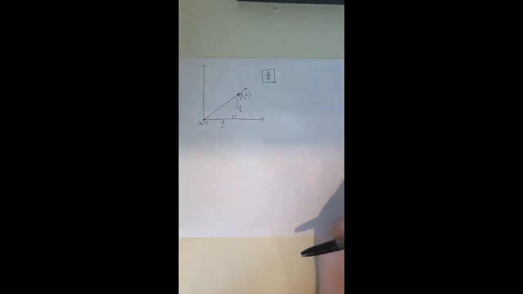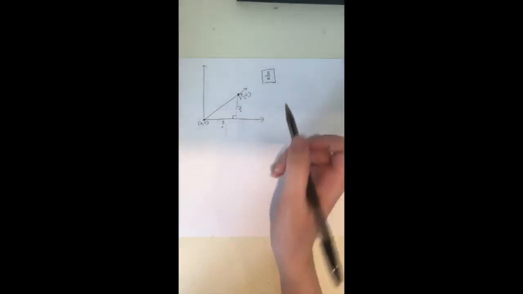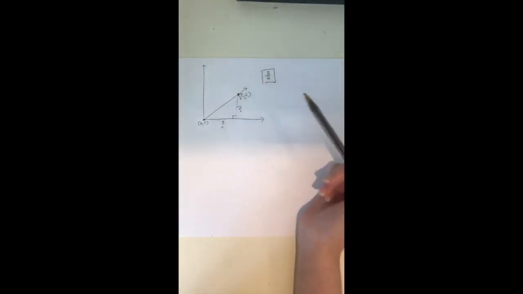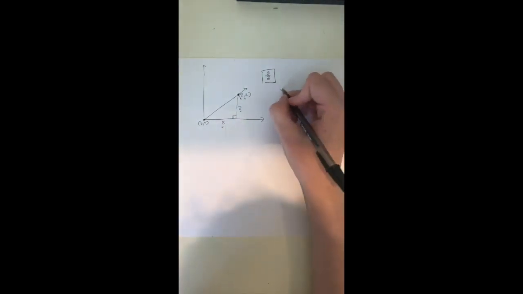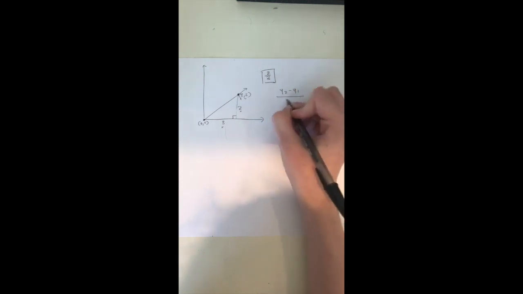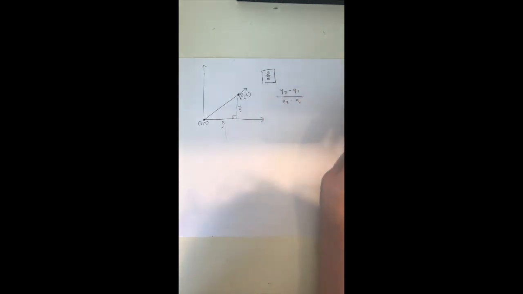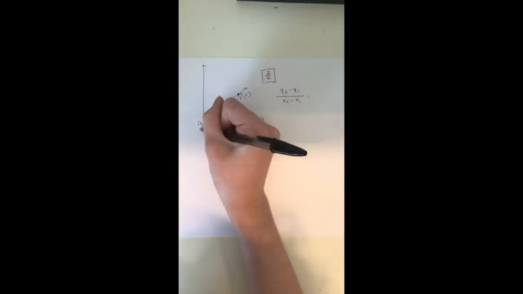If it's more complicated numbers, you don't have to do that. If you're just given 2 points, you could do y2 minus y1 over x2 minus x1. So in this case, if this is our number 1 and this is our number 2, we can do 2 minus 0 over 3 minus 0, which is 2 over 3, which gives us the same answer. So whichever way you want to find the slope works.